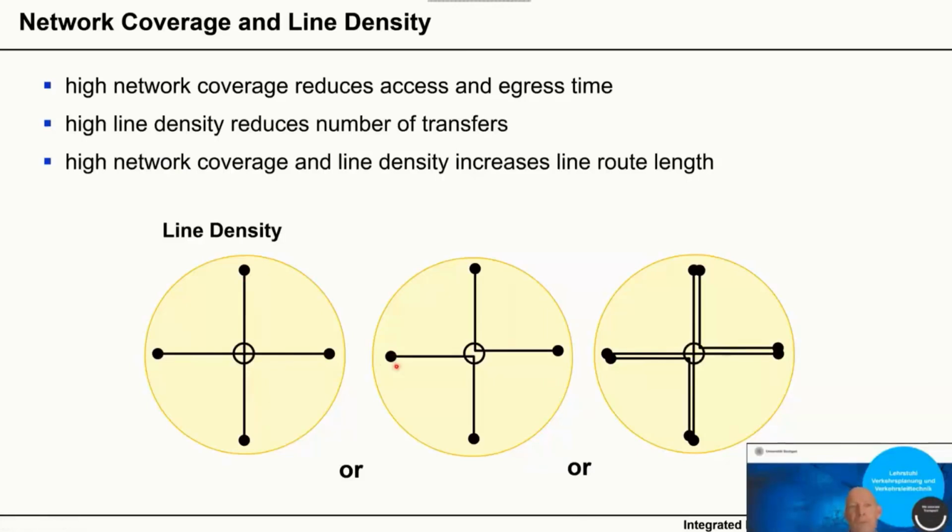But if there's high demand from here to here, why not provide a direct line which runs around the corner, with a second line? And of course, you could do something like that. You're not limited to 2 lines. You can come up with maybe 4 lines. So the more lines you have, the higher the line density, the fewer transfers you have. This solution reduces the number of transfers. But at the same time, it increases the line route length, which is usually related to additional cost.